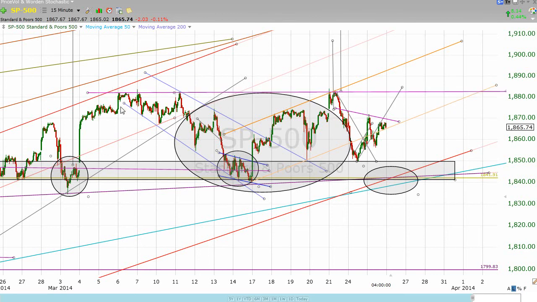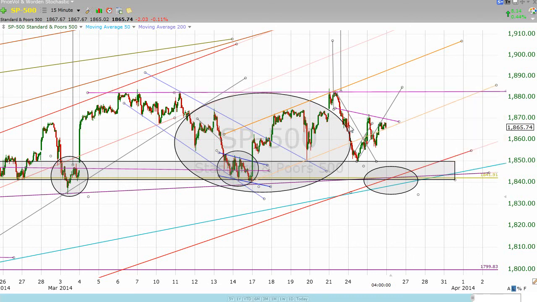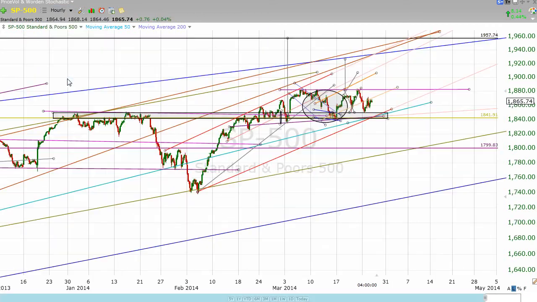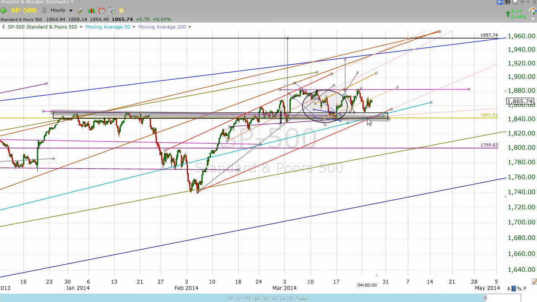But at least for now, this pattern is still a very distinct possibility. This little pattern here is also a distinct possibility, and of course our larger pattern that does not have that deeper right shoulder is also still, as long as we're over that 1840 to 1850 line, alive and kicking.